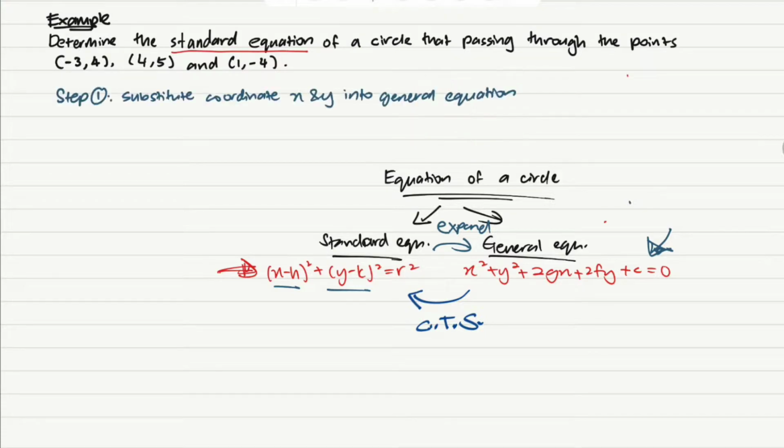Let's take a look. The first step is to substitute the coordinates of x and y into the general equation. After we have substituted all these 3 coordinates, we are going to obtain 3 equations. And then we have to solve these 3 equations simultaneously.